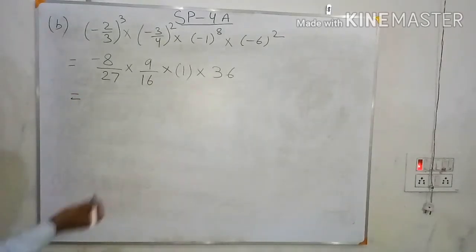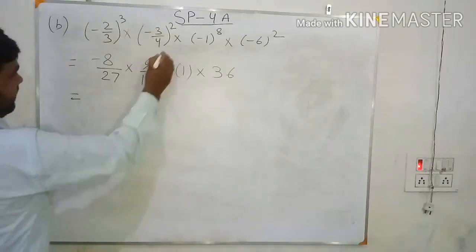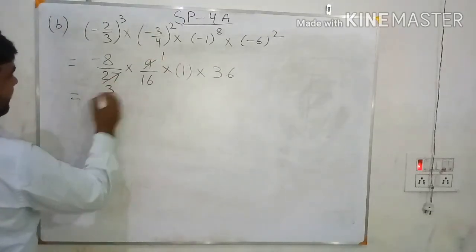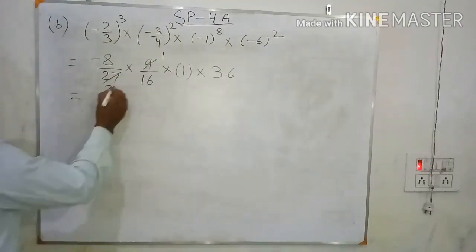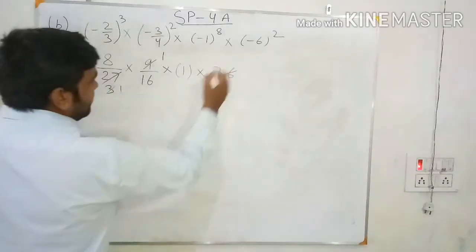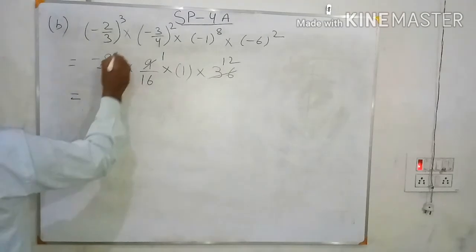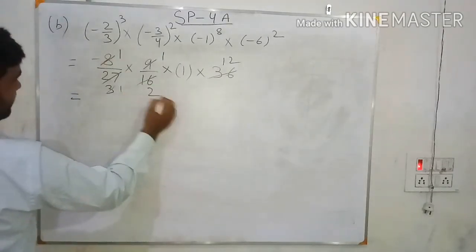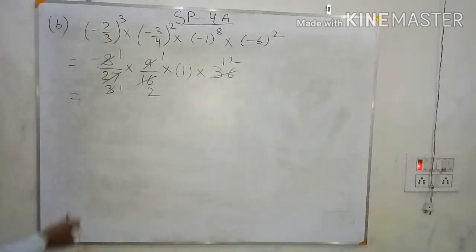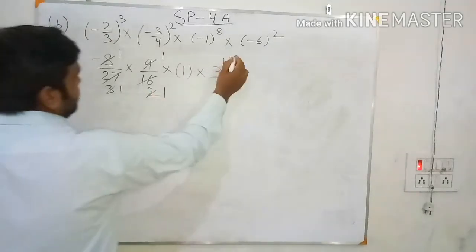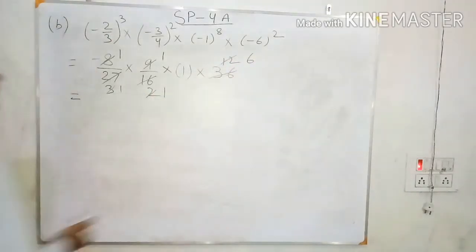Now see, is there any number to cancel? Yes. 9 ones are 9, 9 threes are 27, that is cancelled. Now here 3 ones are 3, 3 12s are 36, that is also cancelled. Now here also you see 8 ones are 8 and 8 twos are 16, that is also cancelled. Now again you see 2 ones are 2 and 2 6s are 12, that is also cancelled.